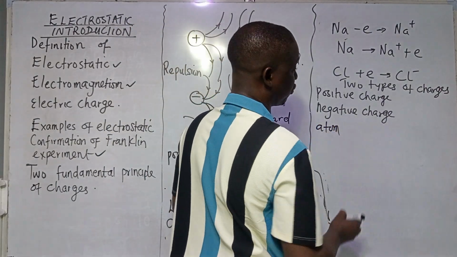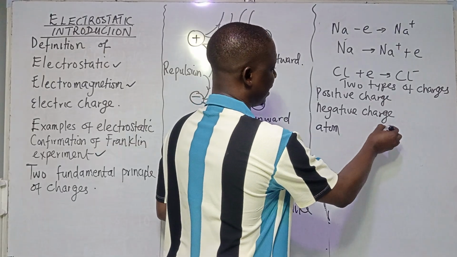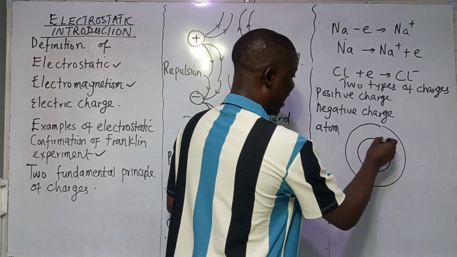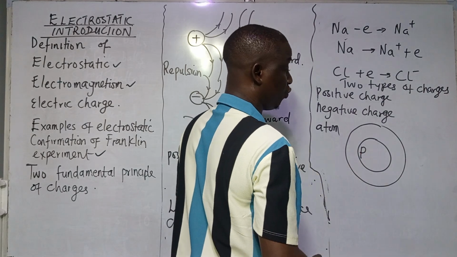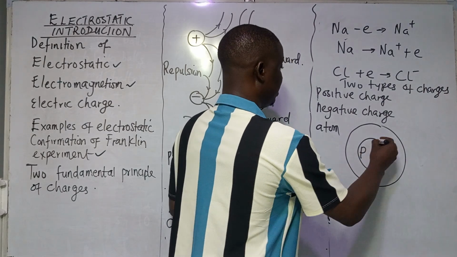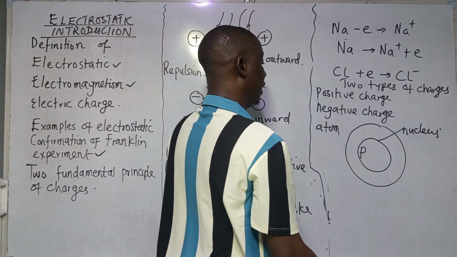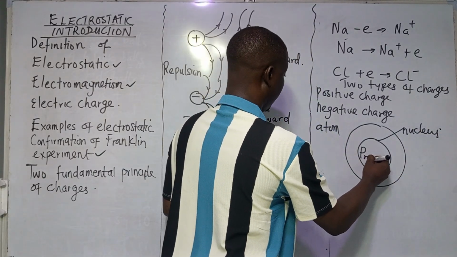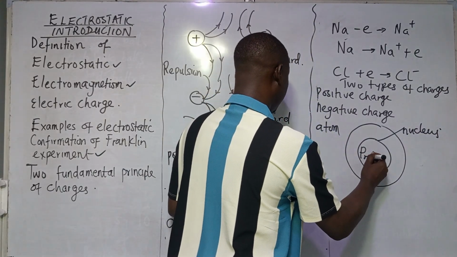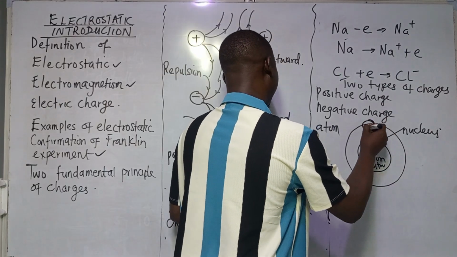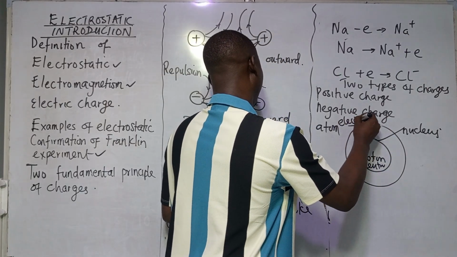I've been talking about an atom. What is an atom? Look at this. This is an atom. Then inside the atom we have the nucleus enclosing the protons and neutrons. This is the nucleus. We have the protons and the neutrons inside the nucleus. Then at the surrounding we have what we call electrons.